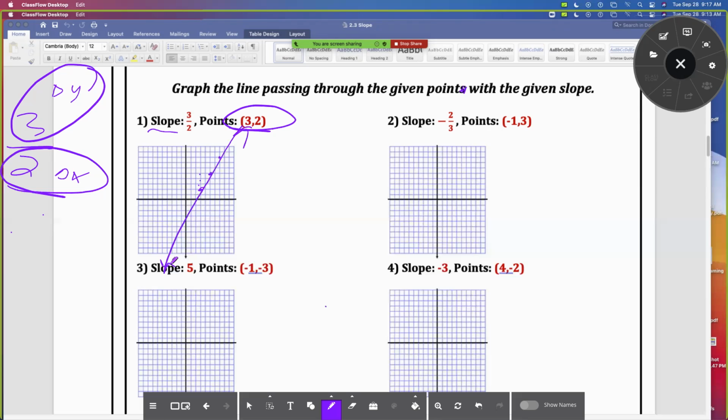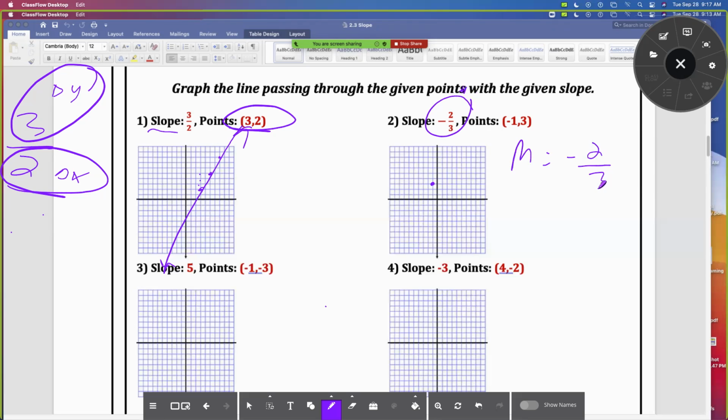All right, let's look at this one right over here. -2/3. My point is -1 and 3. Here's -1. Here's 3. Now this one's a little bit tricky because notice your slope is -2/3. The negative is out in the middle of the fraction.